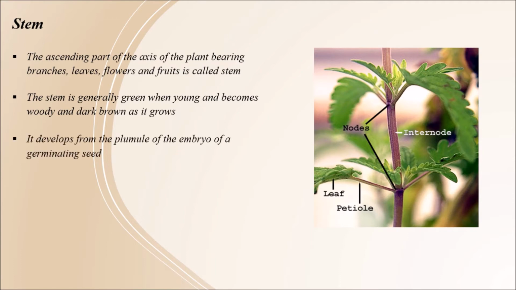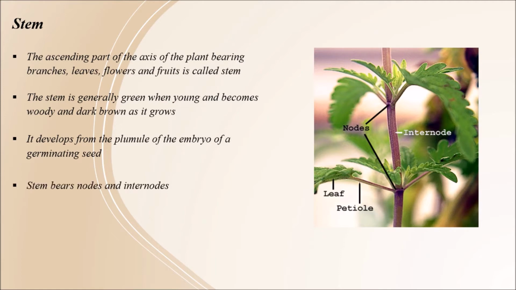It develops from the plumule of the embryo of a germinating seed. So from where does the stem develop? The stem develops from the plumule of the embryo of a germinating seed. The radicle and plumule, these two are very important in the growing embryo. Plumule develops into stem and radicle into root, that which we have to remember.